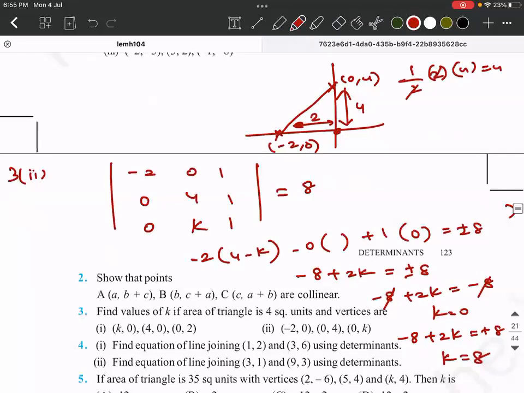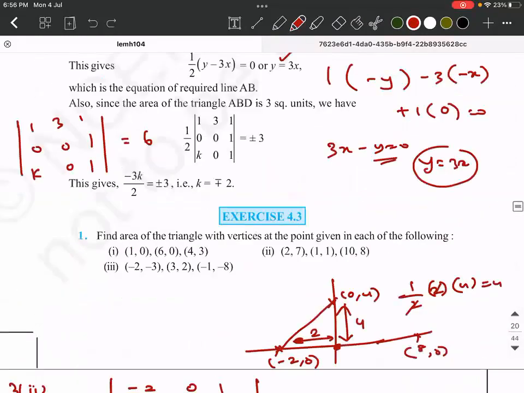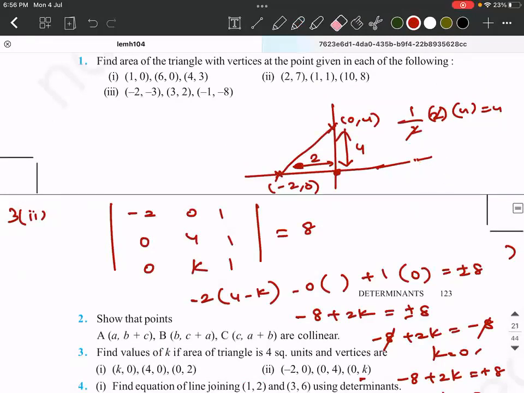But we are getting both, are you able to understand? If I put k as 0 here, I'll get the origin as one of the points. If I put k equal to 8, I'll get another point over here, 8, 0, and then you join this one. That is the other triangle. 0, 8. Correct. So if it is 0, 8, then it should be like this. This area is also 4 square units. Is that clear? Right.